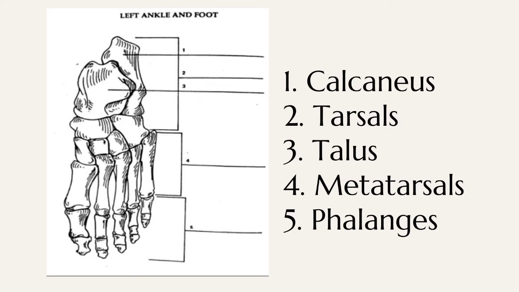Left ankle and foot. Number one is calcaneus. Number two is tarsals. Number three is talus. Number four is metatarsal. And five is phalanges.